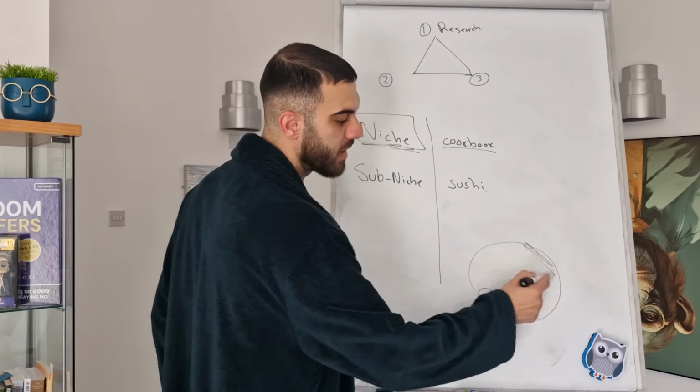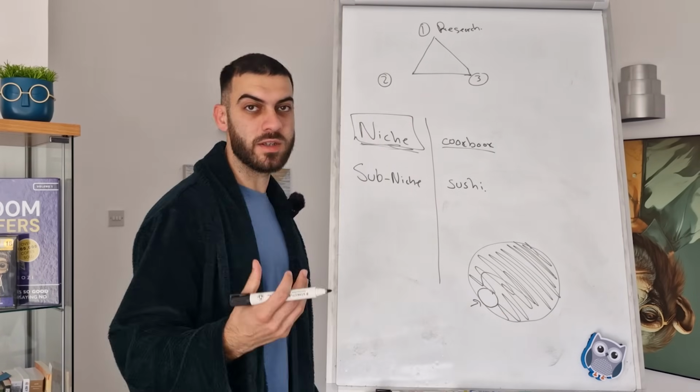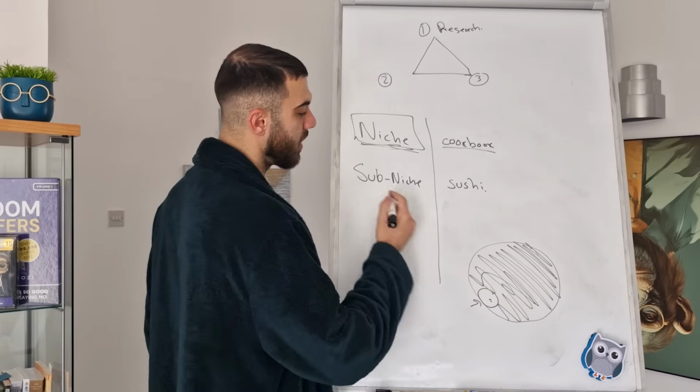And then we eliminated all the Indian, Greek, Mexican, all the other cookbooks. So now when we're doing our research, we are more targeted. We're more accurate. This is what we want to target, sub-niches.